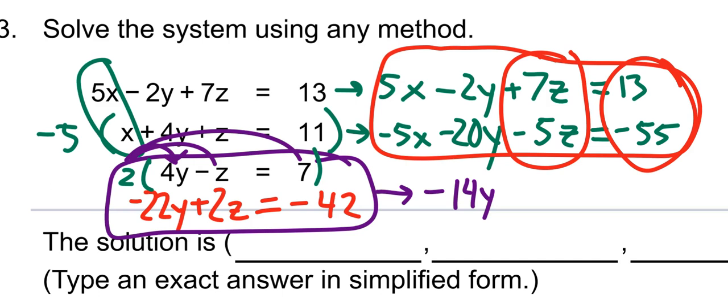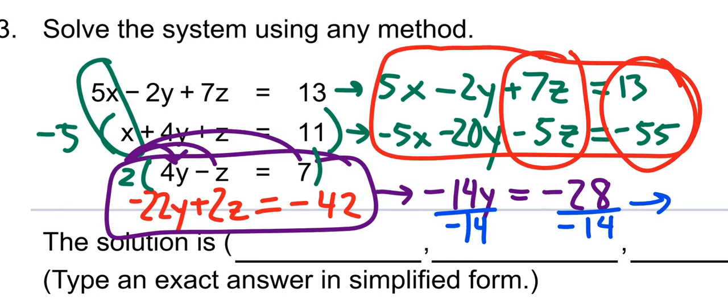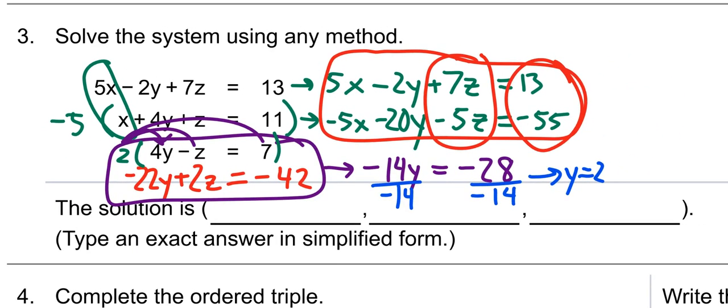What is 14 minus 42? 14 minus 42. Isn't that -28? So what do we do to find the value of y? Divide by negative 14, and we ended up with a y value of positive 2. Where does that go in my answer blank? Is that the left, the middle, or the right? It is the middle value. So we know the middle value of our answer is 2.